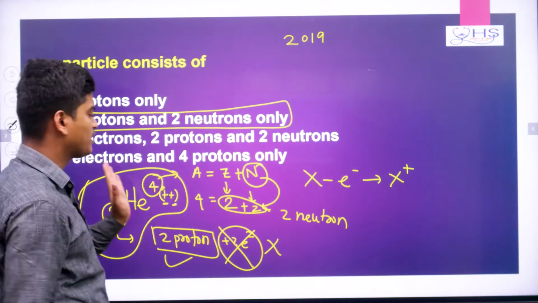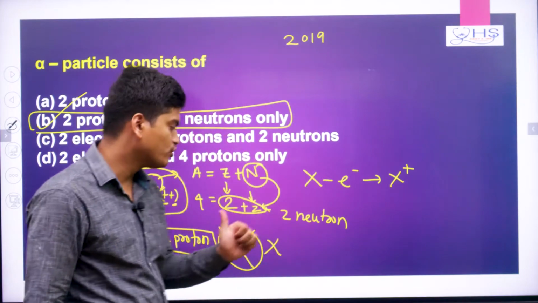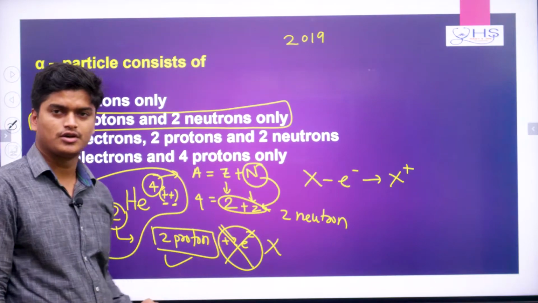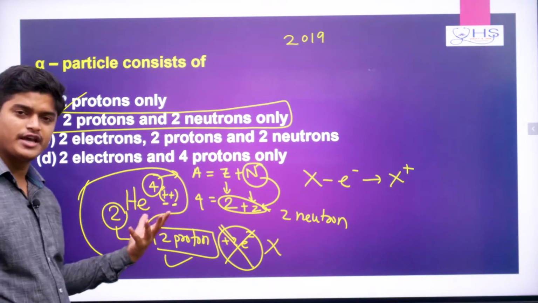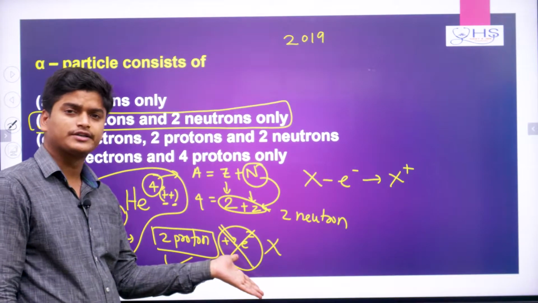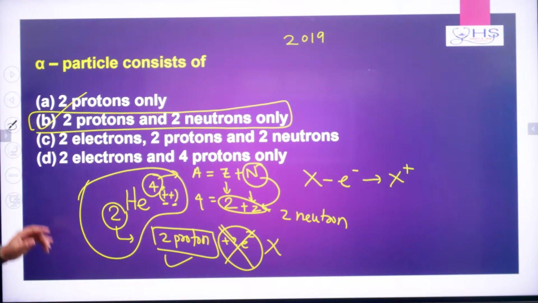So remember, alpha particle consists of 2 protons and 2 neutrons, there is no electron, because doubly charged means it lost 2 electrons. Initially helium was having 2 electrons, but when you say double charge, that time it becomes an alpha particle, having no electrons.